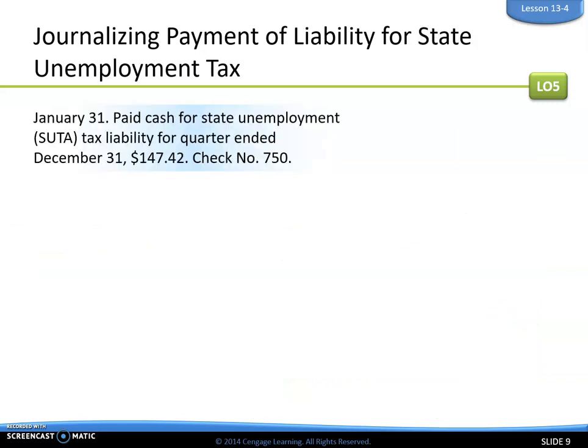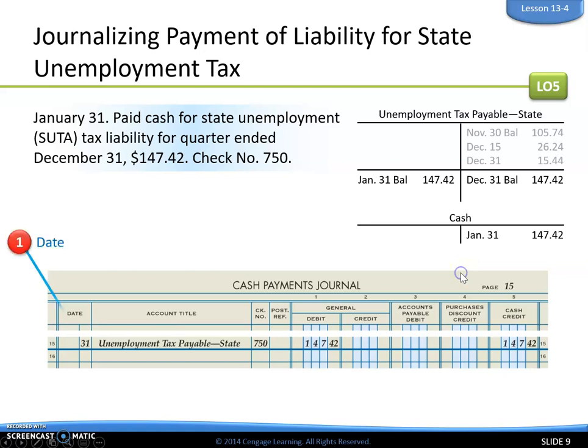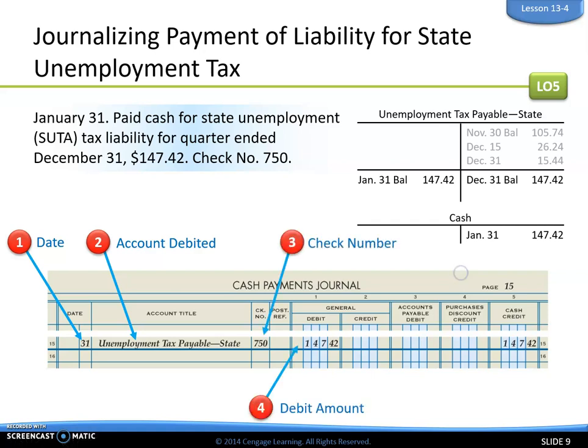We also need to pay our SUTA. Our SUTA is going to be just like our FUTA. So again, on January 31st, we paid cash for state unemployment SUTA tax liability for quarter ended December 31st, $147.42, check number 750. So here we are going to put in our date. We're going to debit our unemployment tax payable state, our check number 750, and then our cash credit.